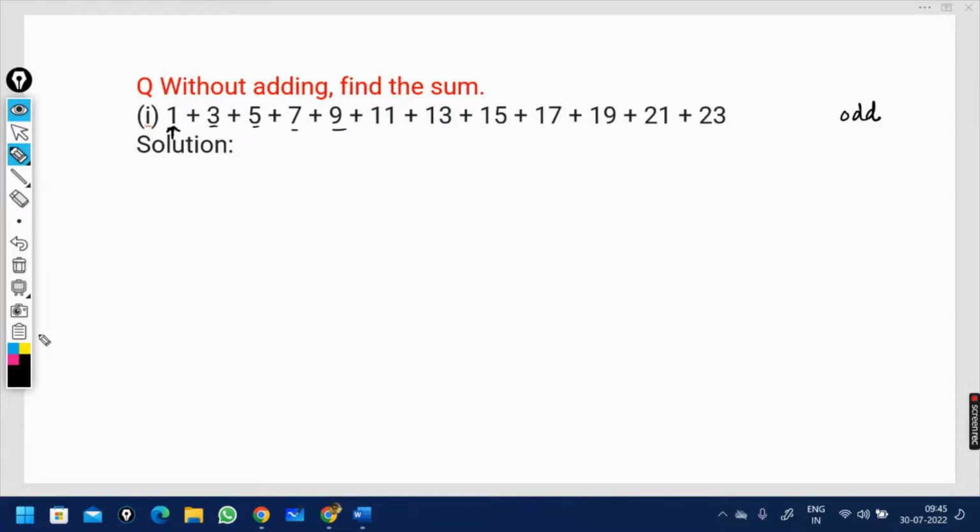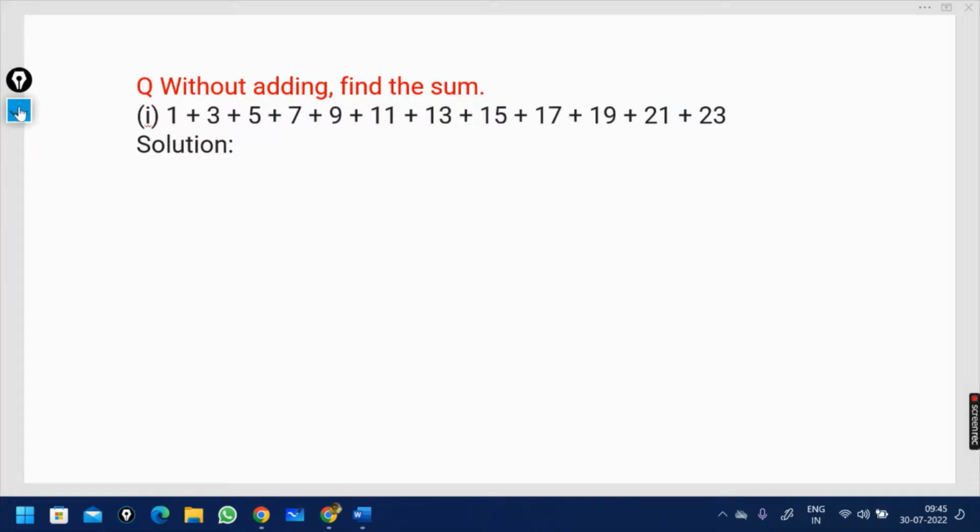So I will simply, I'll change the color, I'll simply count the numbers. So this is like 1, 2, 3, 4, 5, 6, 7, 8, 9, 10, 11, 12. So how many odd numbers are given to you? 12 consecutive odd numbers are given to us, isn't it? So if you have 12 consecutive odd numbers, that means their sum will be 12 square. Interesting, no? So 12 square is how much? 144. So I have just written the answer without even adding this up.